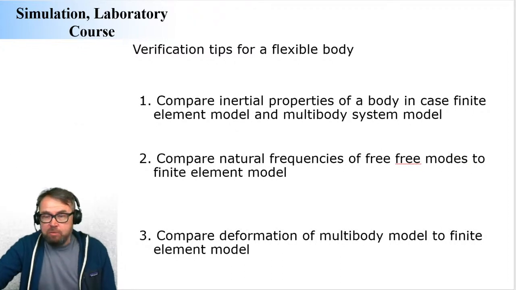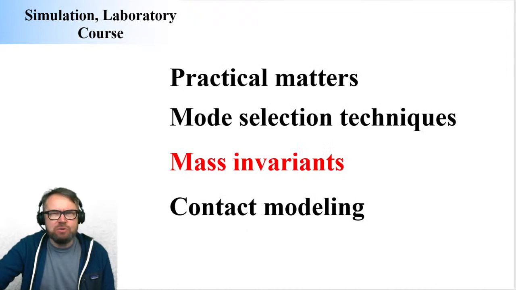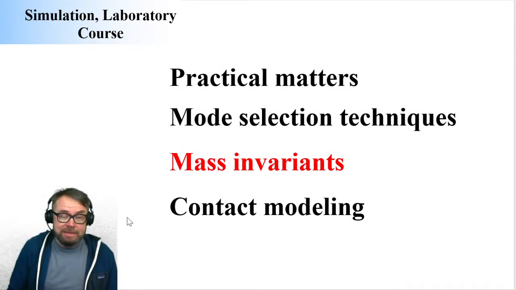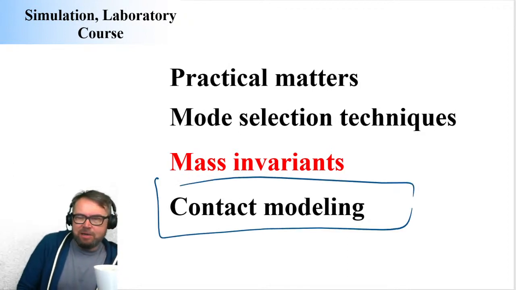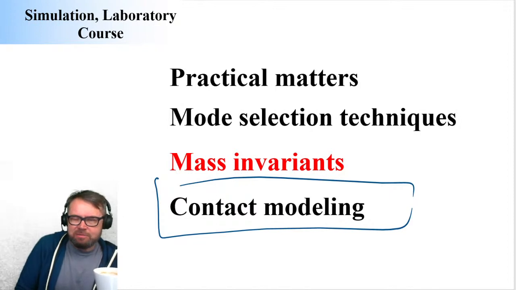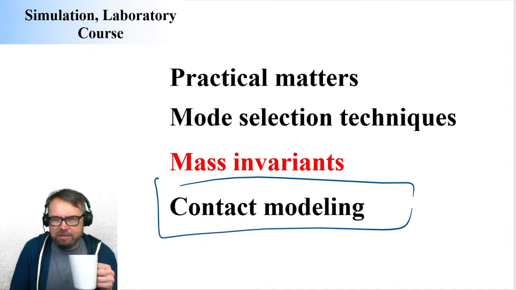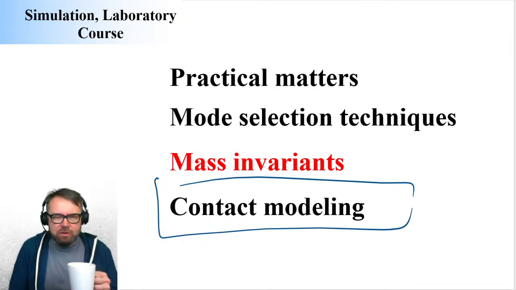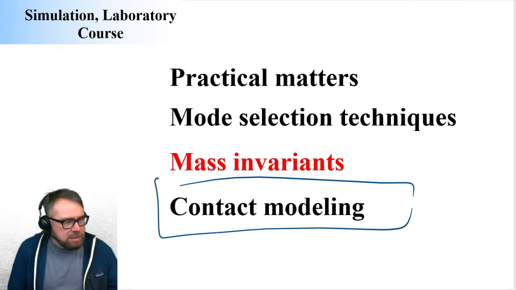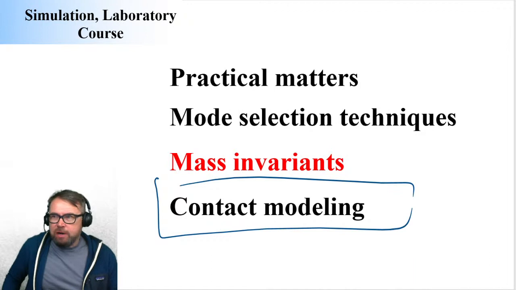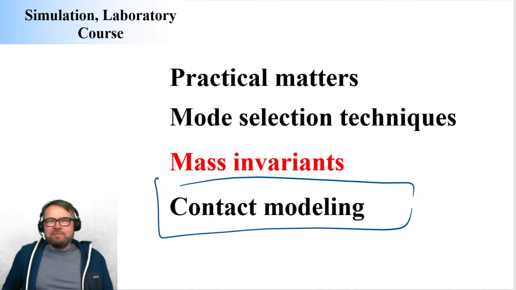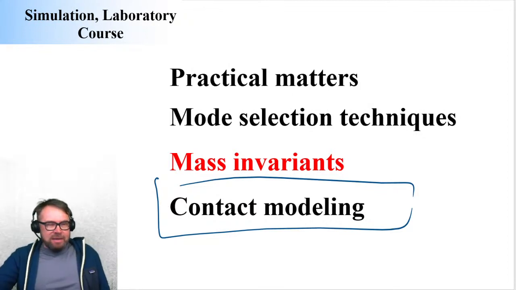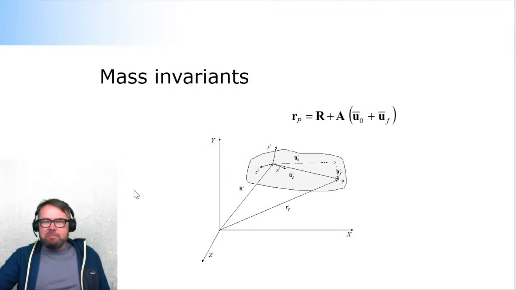Okay, with that, I see that I've been a little bit slow today, and there's an awful lot of things to discuss because contact modeling is a kind of long story and takes way more than 45 minutes, and still I need to discuss shortly about this mass invariance before we're ready to move on to contact modeling. So any questions, any comments so far? Mass invariance.